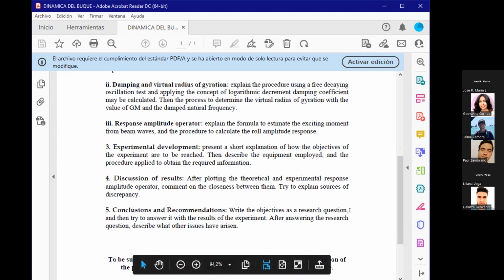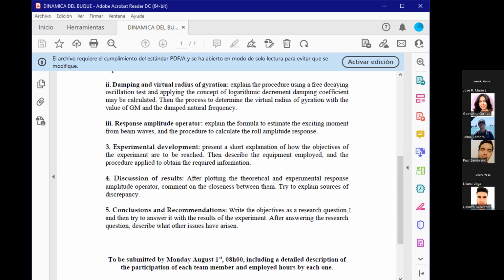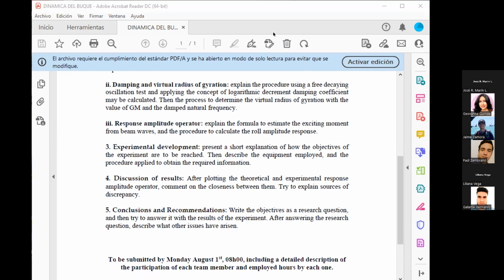People, is there any questions about this parameter? Doctor, I have a question about the RAO. Yesterday we considered one centimeter, but in the experimentation we have to measure the height, the amplitude of the wave. Yes, yes.